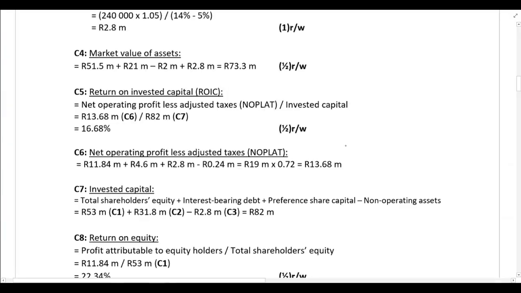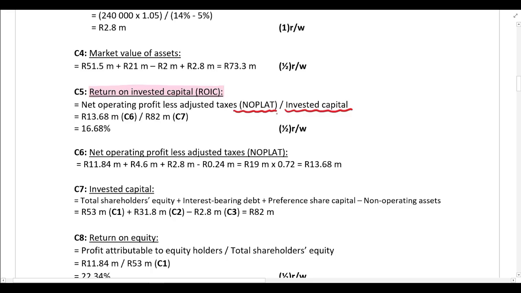Okay, so let's go to the actual ratio calculations. The first ratio that we need to discuss is return on invested capital, or ROIC. Now, if you look at what goes into the calculation, the interpretation comes from the ratio, guys. We are looking at the return that the company has been able to generate by using invested capital. And the return that we are looking at is net operating profit less adjusted taxes.